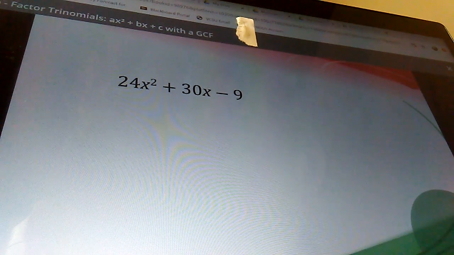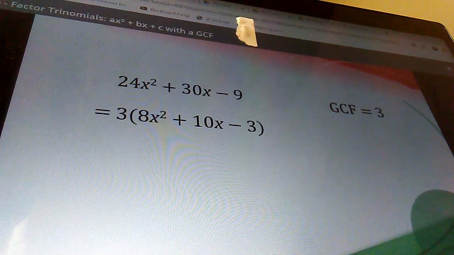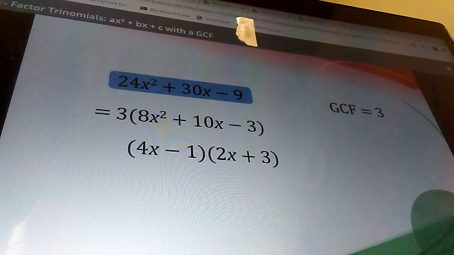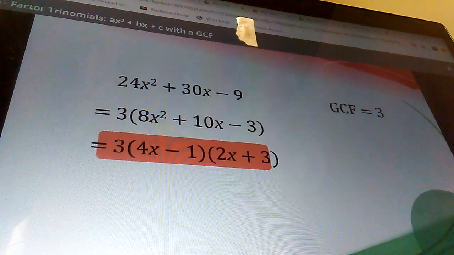Great, let's go ahead and work through another example. Factor 24x squared plus 30x minus 9. First, we factor out the greatest common factor, which this time is 3. We now have 3 times the quantity 8x squared plus 10x minus 3. This trinomial factors into the quantity 4x minus 1 times the quantity 2x plus 3. So the trinomial 24x squared plus 30x minus 9 equals 3 times the quantity 4x minus 1 times the quantity 2x plus 3.